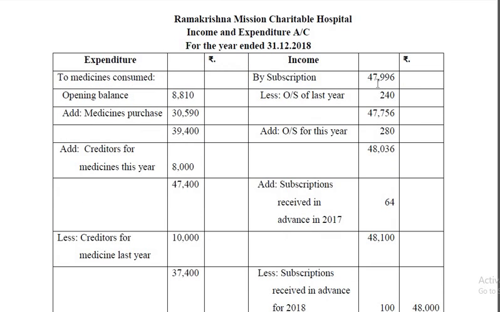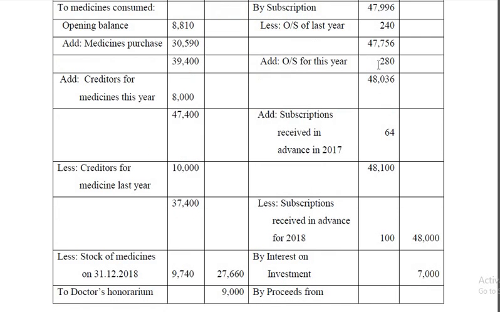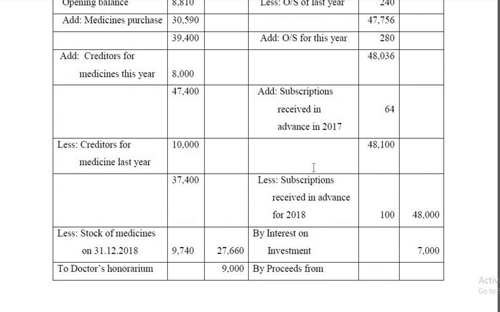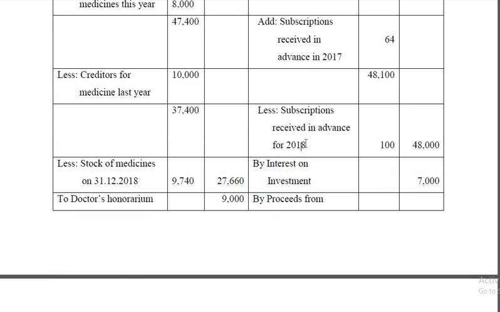Subscriptions 47,996. This includes paid for last year 240 deducted, current year outstanding 280 added, and last year you have received subscription in advance. Though you have received last year, it is the income of current year, that's why it is added. And similarly, you have received subscription in advance. It should be for the year 2019. You have received during 2018, but for 2019 received in advance. That is why it should be deducted.